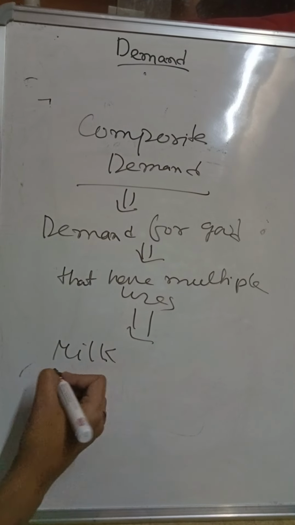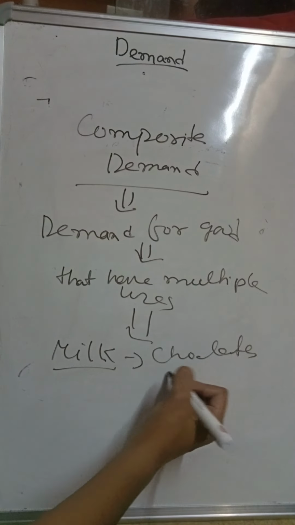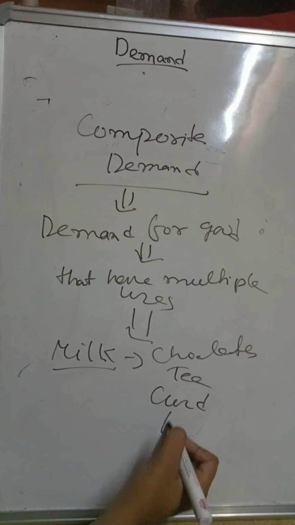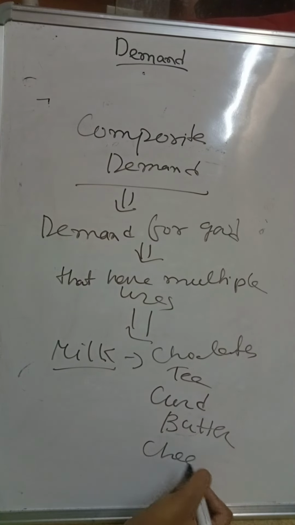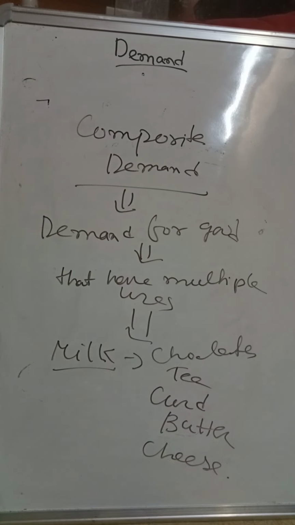Milk can be used for making chocolates, tea, curd, butter, cheese, many more. Then you can also take the example of steel. Steel is used for making bus bodies, then room coolers, then cars, many more. So a good which has many alternative uses is known as composite demand.